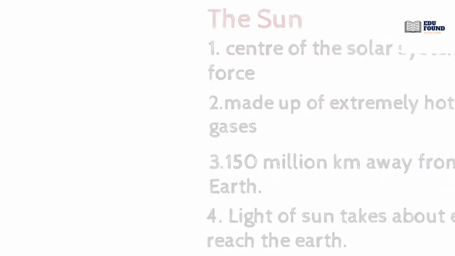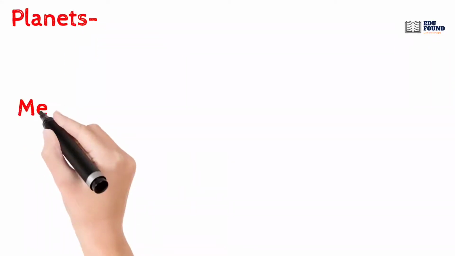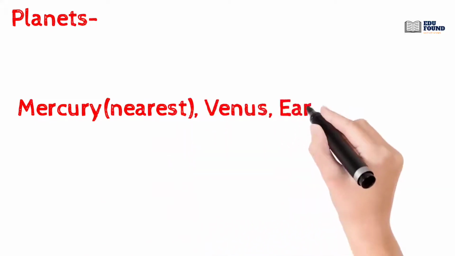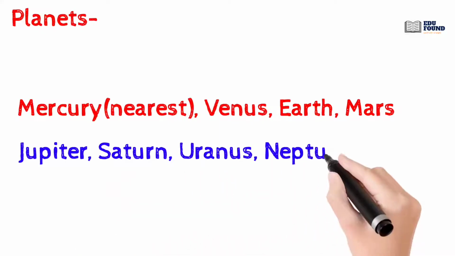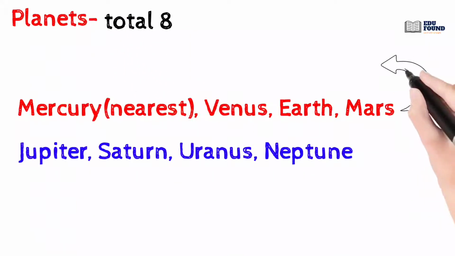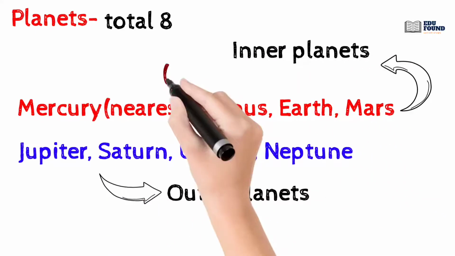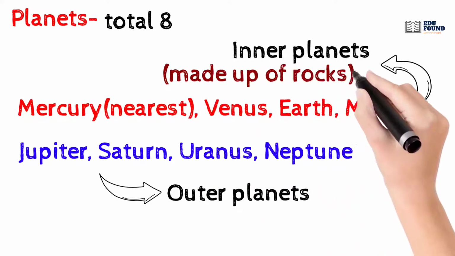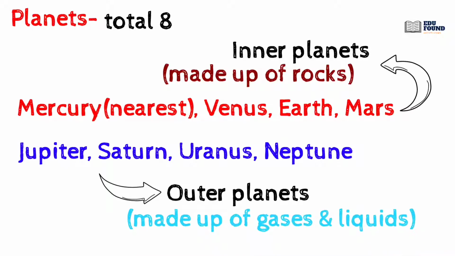Now planets, we can divide them in 2 ways. Among all, Mercury, Venus, Earth, Mars, and another 4 are Jupiter, Saturn, Uranus and Neptune. The first 4 are called inner planets and the last 4 are called outer planets. Inner planets are made up of rocks generally and the outer planets are made up of gases and liquids. And Jupiter, Saturn, Uranus have rings around them, and rings are nothing but belts of small debris.